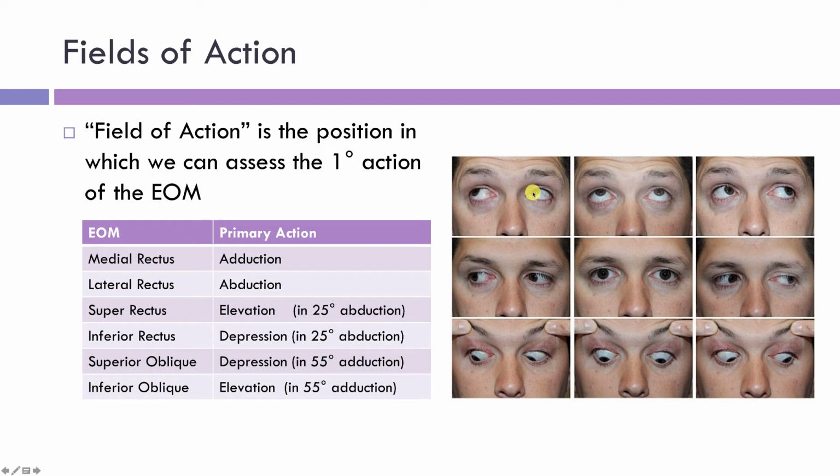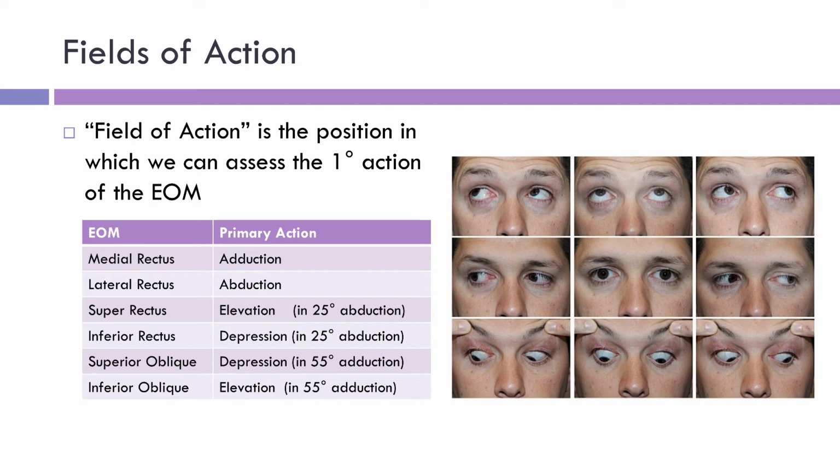At the same time, over here, the left eye is adducting and it's elevating. So here I get to look at the inferior oblique, because in adduction, I can look at elevation, which is the inferior oblique. So each of these positions of gaze gives me information about a specific extraocular muscle and whether it's acting normally. So I can isolate the extraocular muscle and determine whether it's acting normally.